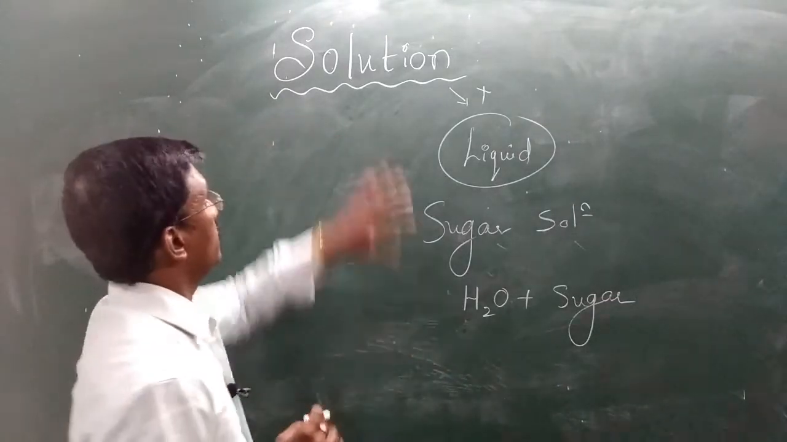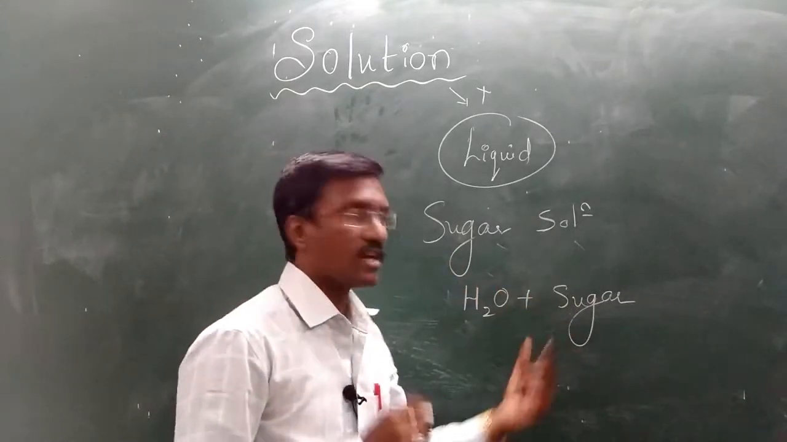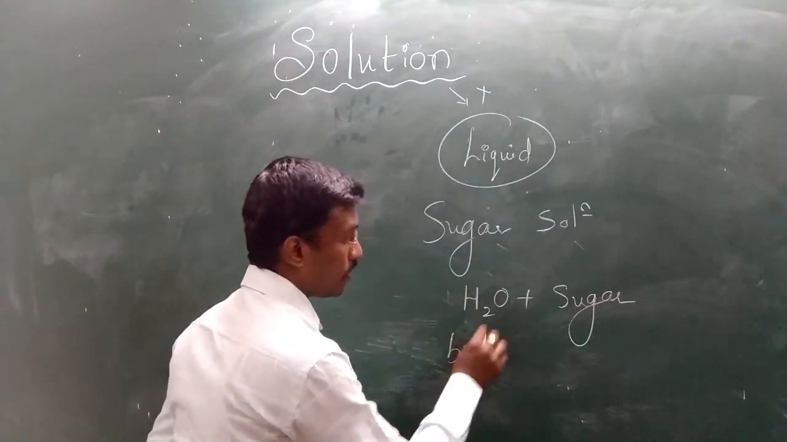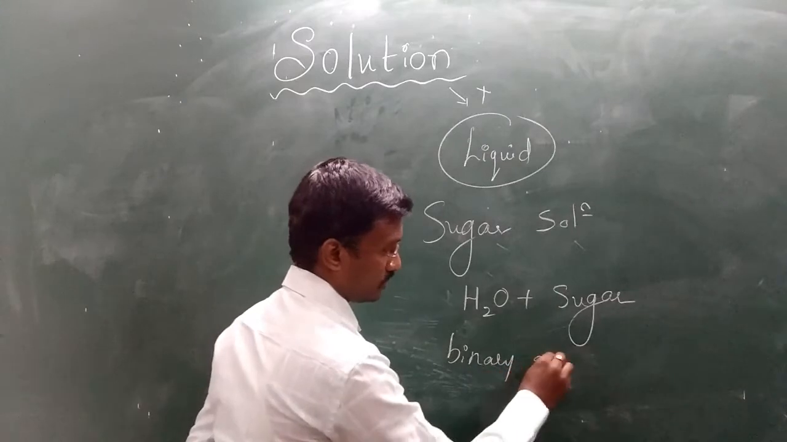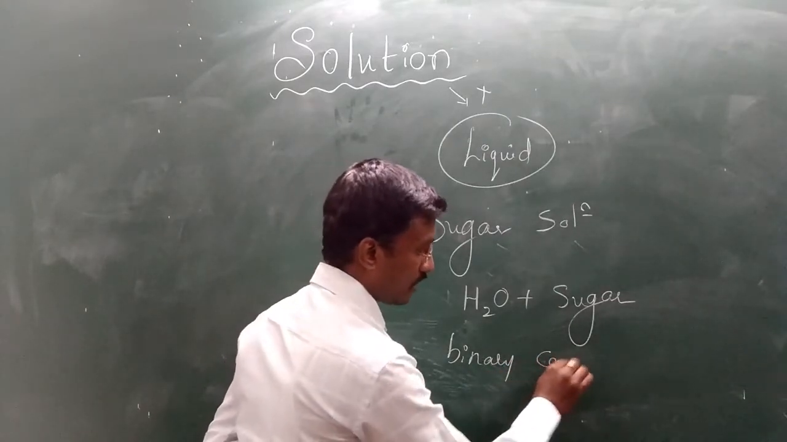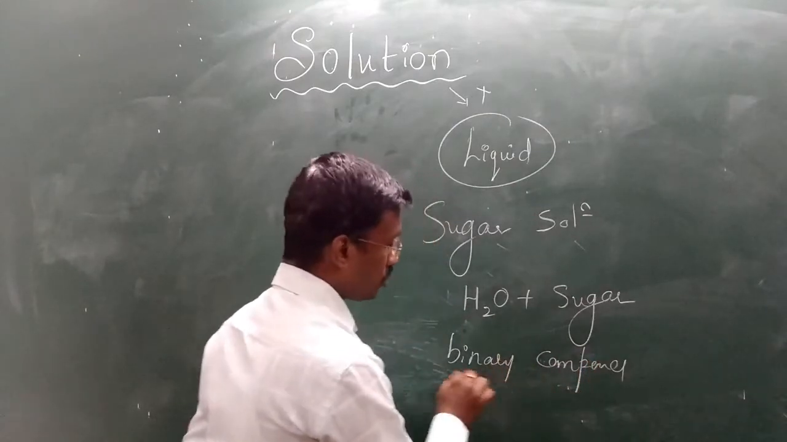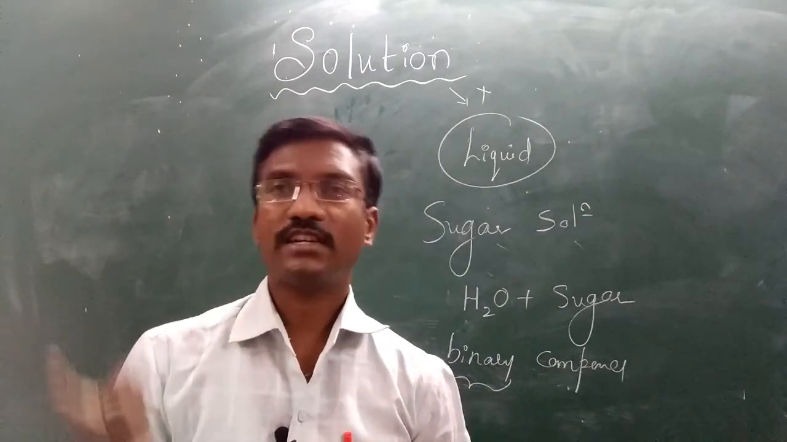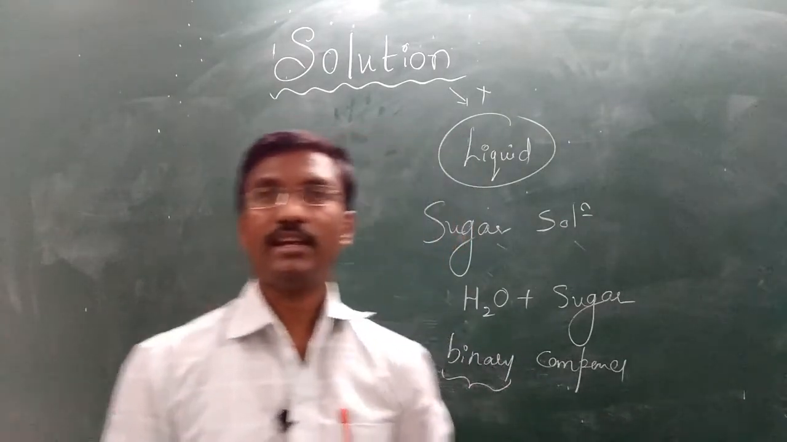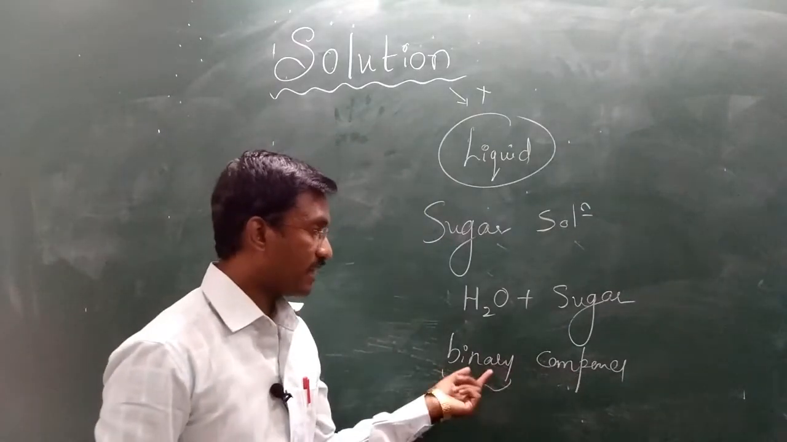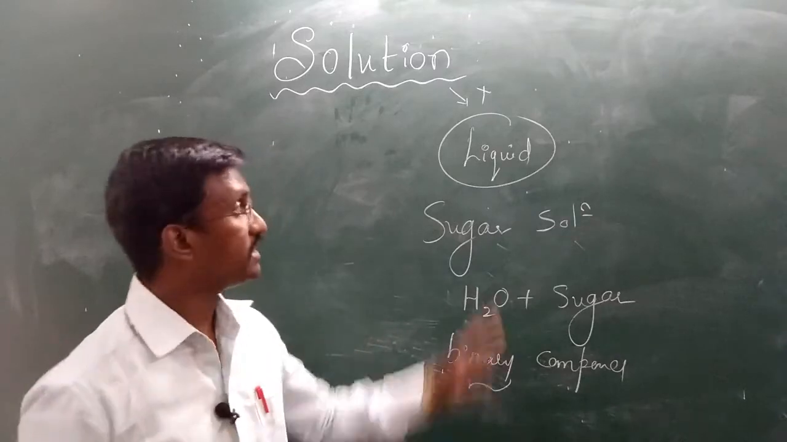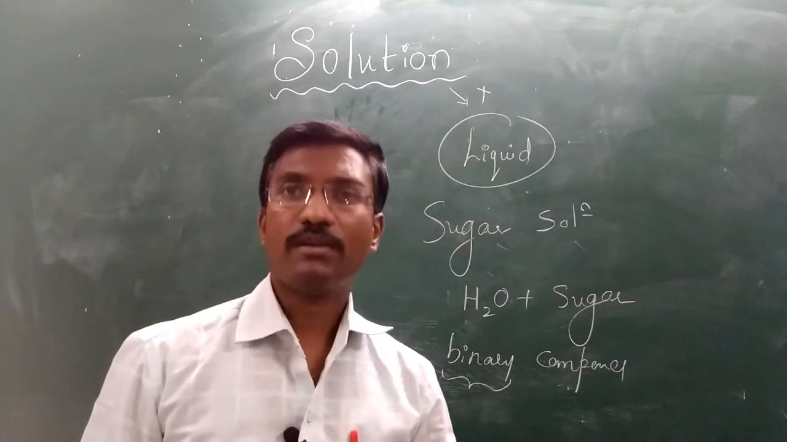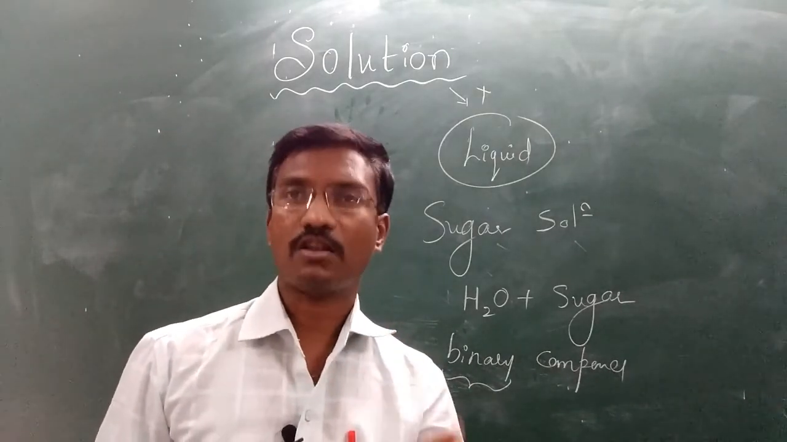Coming to the next point, a solution is a homogeneous mixture whose components are not reactive with each other, and it contains a minimum of two components. That's why it is called a binary solution. Binary means the solution contains two components. If it contains more than 2, such as 3 or 4, we differentiate based on the compounds, elements, or molecules present in the solution. If it is 2, then it is called binary. A binary solution is one containing 2 substances.